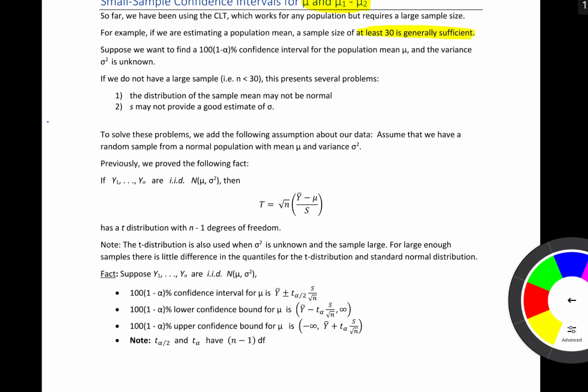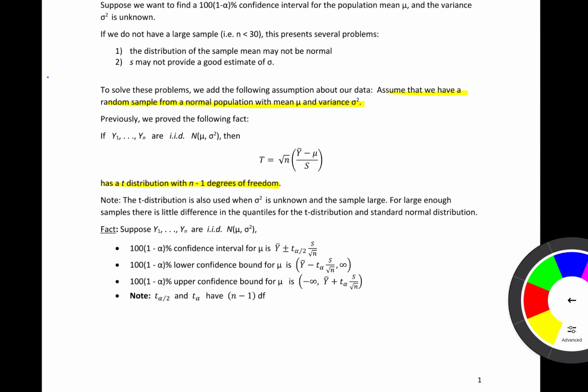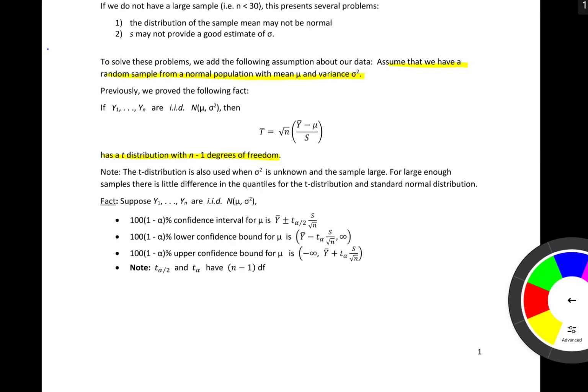So to solve these problems, we're going to add on a couple additional assumptions about our data. We are going to assume that we have a random sample from a normal population with mean mu and variance sigma squared. And we've looked at t distributions in the past, and so we're going to utilize t distributions here. Note that the t distribution is also used when sigma squared is unknown and the sample size is large. For large enough samples, there is little difference between the quantiles of the t distribution and a standard normal. So here are a couple facts on different confidence intervals that we could look at. The main difference between these and what we've seen before is that instead of using the quantiles from the normal distribution, we're now going to use the quantiles of the t distribution.